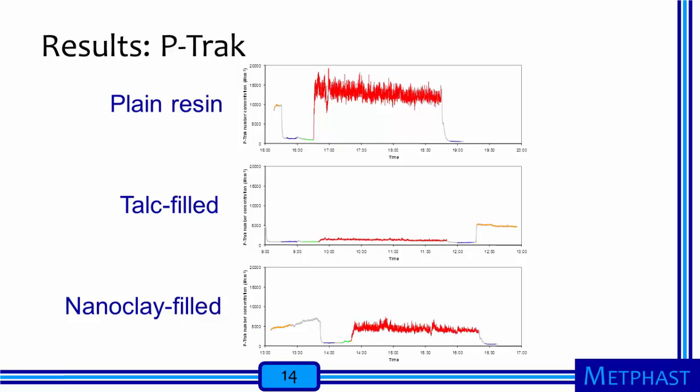The concentrations measured when the conventional talc-filled resin plaques were shredded were much lower, just above background concentrations and considerably lower than room concentrations. The number concentrations when the nanocomposite plaques were shredded were approximately 5,000 particles per cubic centimeter, higher than the talc-filled resin plaques, but lower than the plain resin plaques.